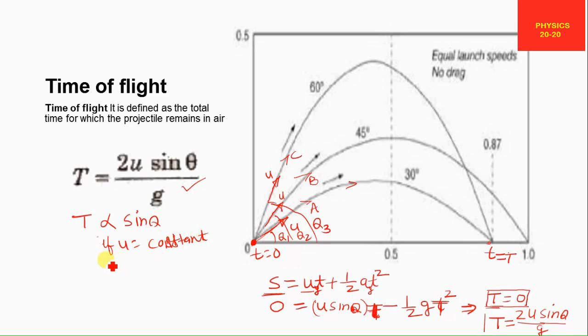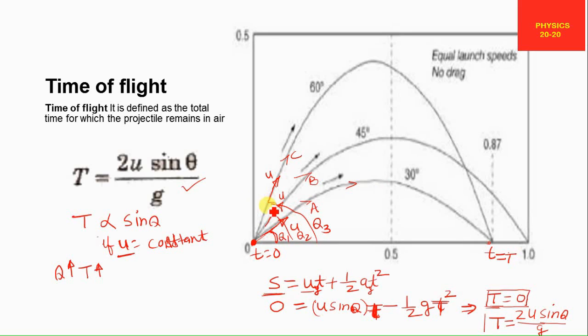If velocity of projection is constant, if u is constant, then t is directly proportional to theta. That means if theta increases, then time of flight also increases.